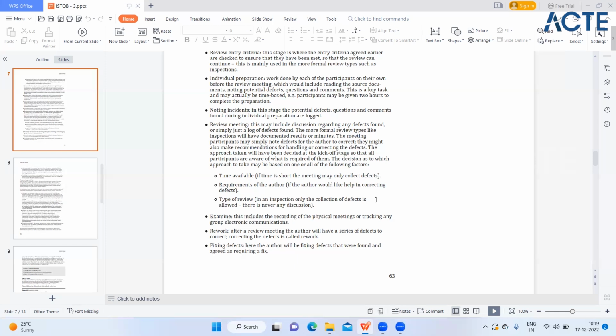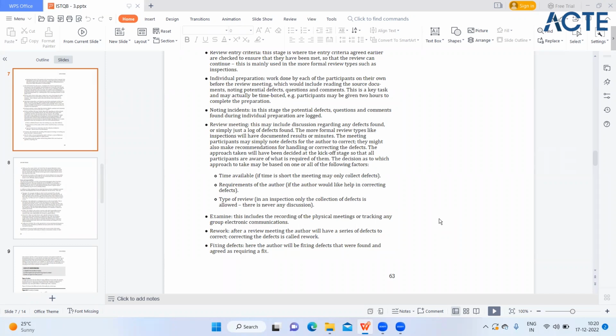So what they are saying after in the review meeting, the important factors are: the time available. If we are having short time, then definitely we'll conduct a short meeting. We will be having the time box meeting, where we only collect the defects. We'll not discuss everything in detail. We will just collect the defects from everyone. So this will be the important factor.